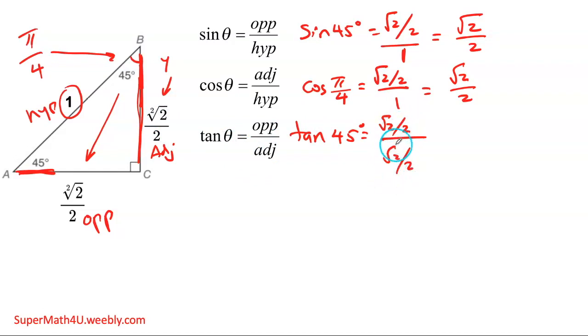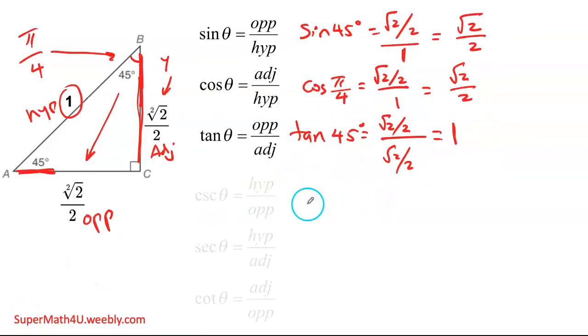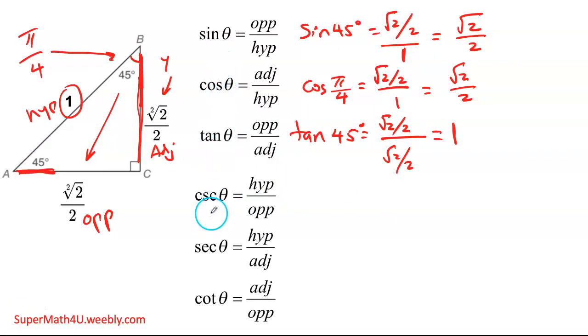This divided by this, because it's the same thing, my answer is 1. So tangent of 45 degrees is 1, or tangent of pi over 4 is 1. Those are the things that we're going to start remembering. Let's go. Now what we're going to do is the reciprocal identities.